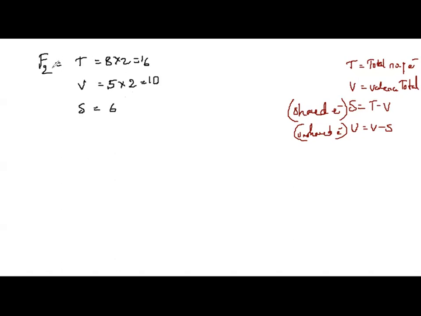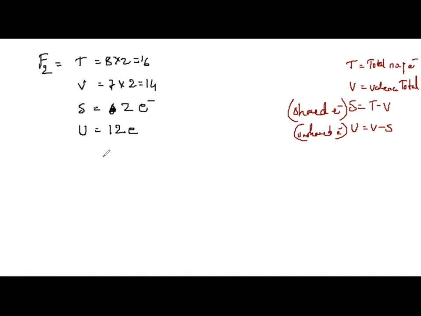I'm sorry, I went wrong somewhere. Fluorine has got 7 valence electrons. So 7 into 2 is 14. And what is 16 minus 14? It is 2. These are electrons, not pairs. Unshared electrons, V minus S: 14 minus 2 is 12. So these are electrons.